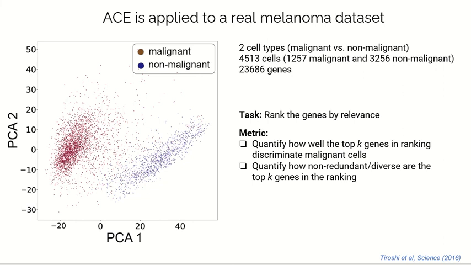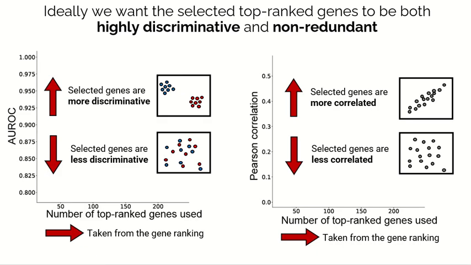We next apply ACE to a real melanoma dataset, whose cell labels, malignant versus benign, are not determined by data-driven clustering, but instead by orthogonal copy number variations. There are around 4,000 cells and around 23,000 genes in the dataset. To compare the different gene ranking methods, we introduce 2 performance measures. On one hand, we aim to quantify how discriminative these top-ranked genes are in terms of separating malignant cells. And on the other hand, we want to quantify how diverse the top-ranked genes are in terms of redundancy.